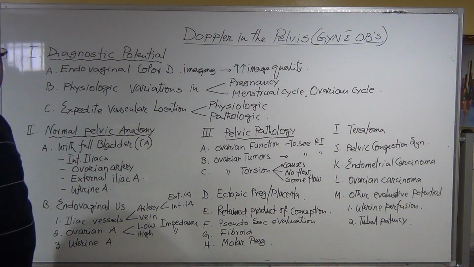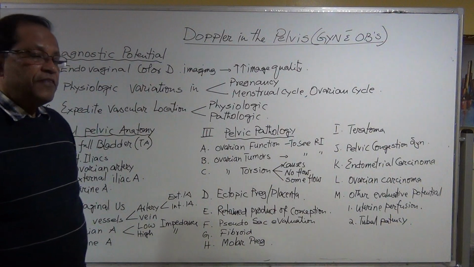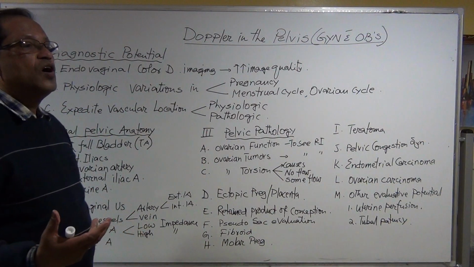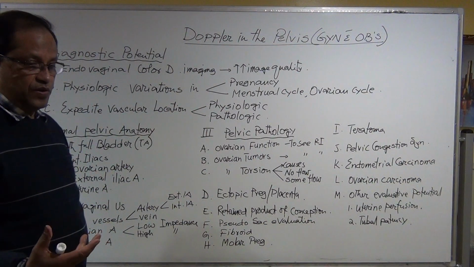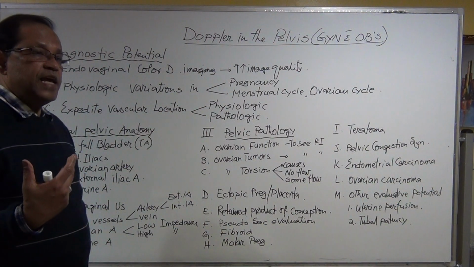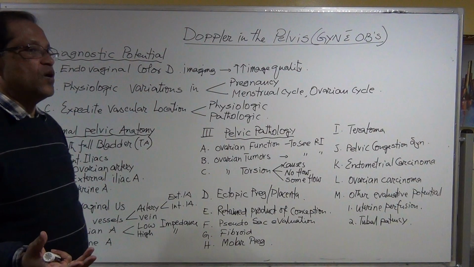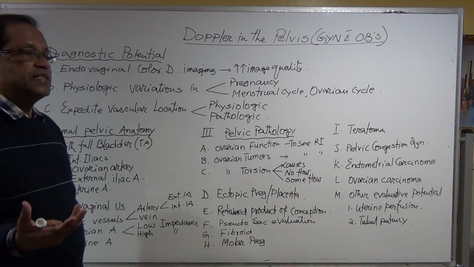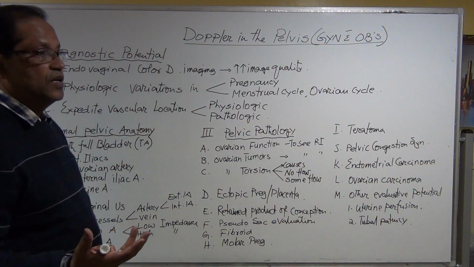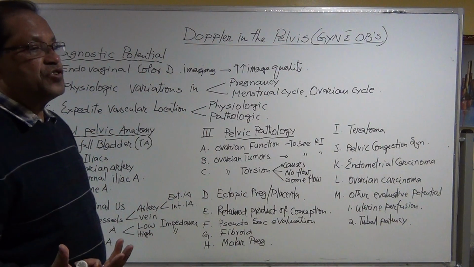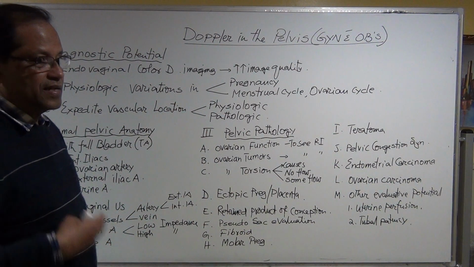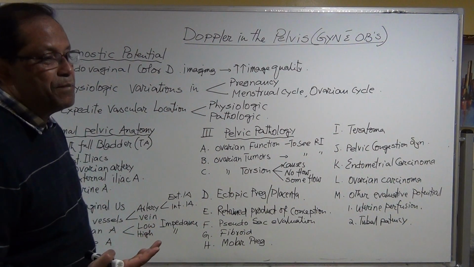Okay, so now in the Doppler, we can also figure out if an organ is having a high resistance flow or low resistance flow. And if there is a tumor inside the organ and that tumor is having blood flow, is it high resistance or low resistance? That means it can give us information about the impedance.